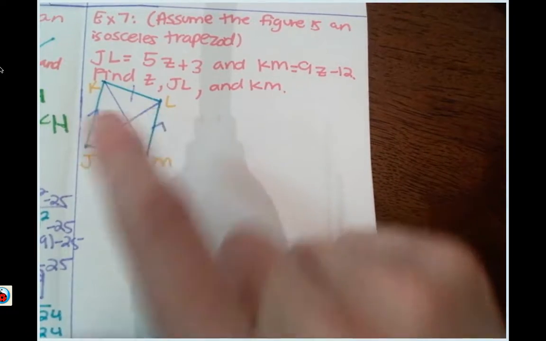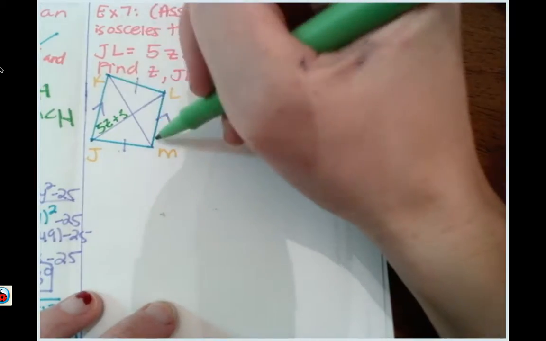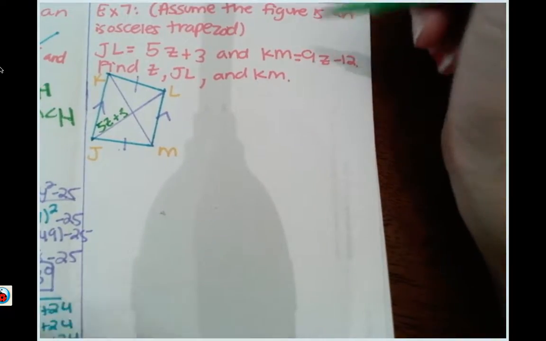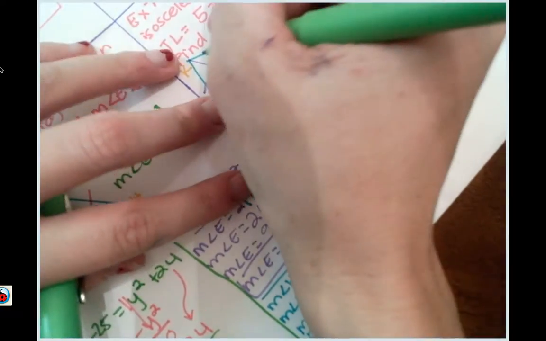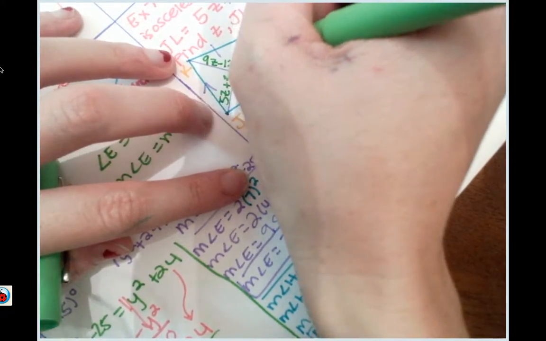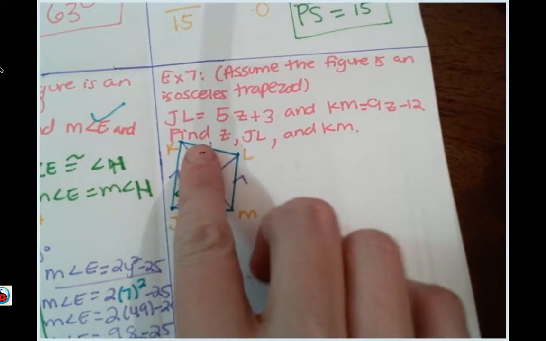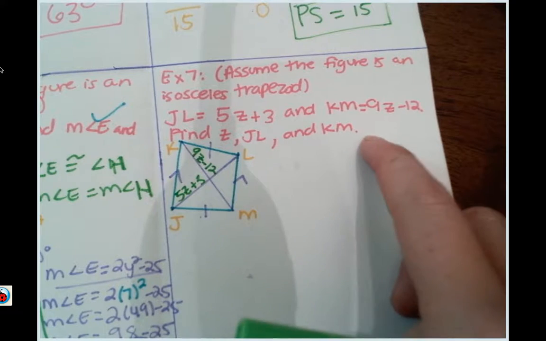Okay, so the problem says JL is 5z plus 3, which I'm going to label over here. So JL is 5z plus 3. And KM, the other diagonal, is 9z minus 12, which I'm going to label over here. So 9z minus 12. And guys, remember my z's, I like to put dashes through them so they don't look like 2's, because my 2's sometimes start turning into z's, so be careful. Alright, so it says to find z, find JL, and KM.